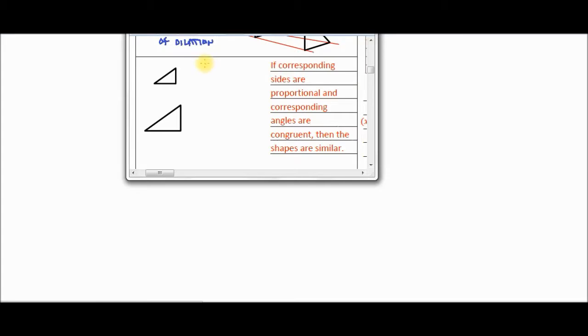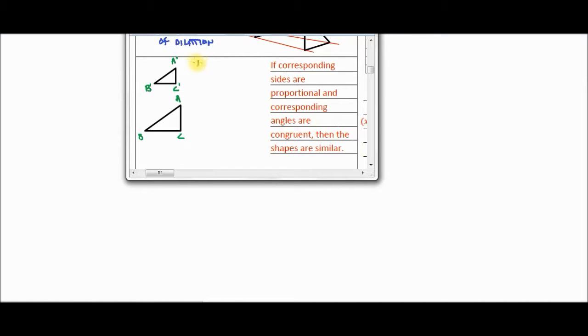So let's take a look at these two shapes. How about if I label these? Let's just pretend that this one is our pre-image. So I'm going to label that as A, B, and C. And let's just say then that this is our image or our copy. This is actually a reduction then. Notice that we got smaller from our pre-image to our image. And I'm going to label that A prime, B prime, C prime.